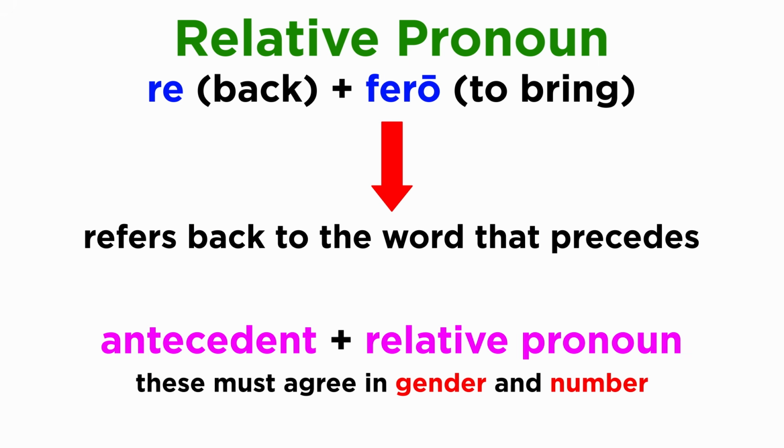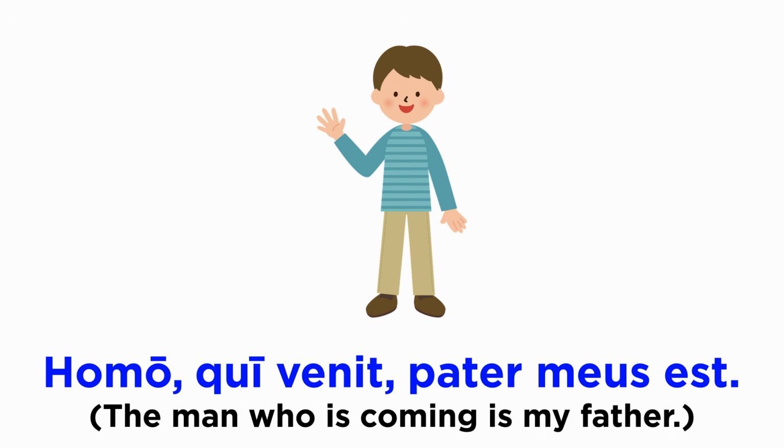The most important thing at this point is that since the Latin relative pronoun is declinable, it must always agree with the antecedent. This means that the pronoun will be modified in gender and number by the noun that comes immediately before in the sentence. Observe the following. Homo qui venit pater meus est. The man who is coming is my father.